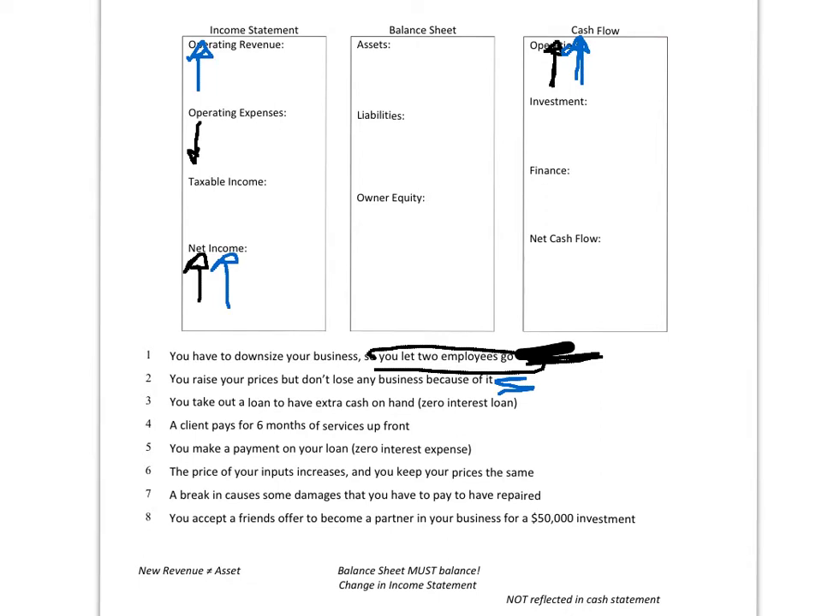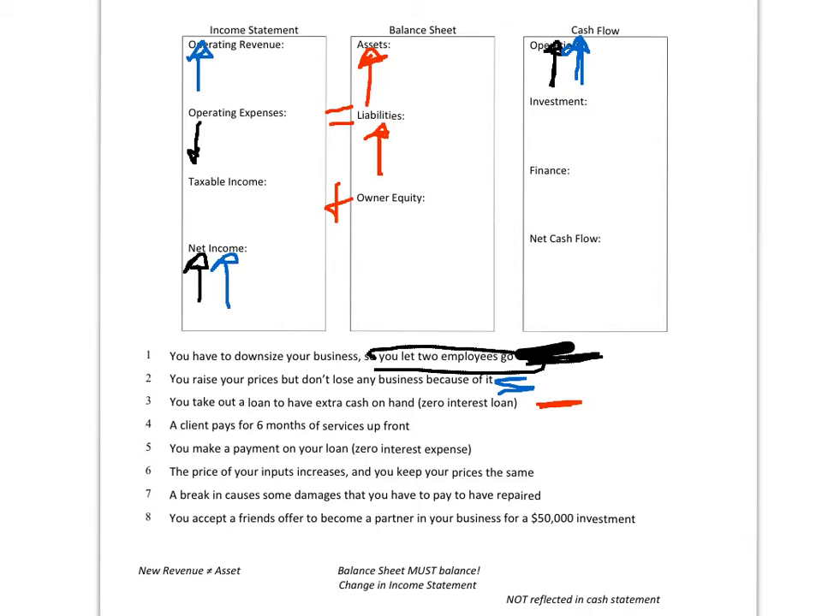Let's take a look at the next question, which is take out a loan to have extra cash in hand, 0 interest loan. And here we are seeing the cash coming in, so that's an increase in assets, and that's balanced off by an increase in liabilities. Remember, the balance sheet has to balance. So if you see something go up in assets, you're either going to see a decrease in another kind of asset, or an increase in liabilities, or an increase in owner equity, some kind of combination of that.